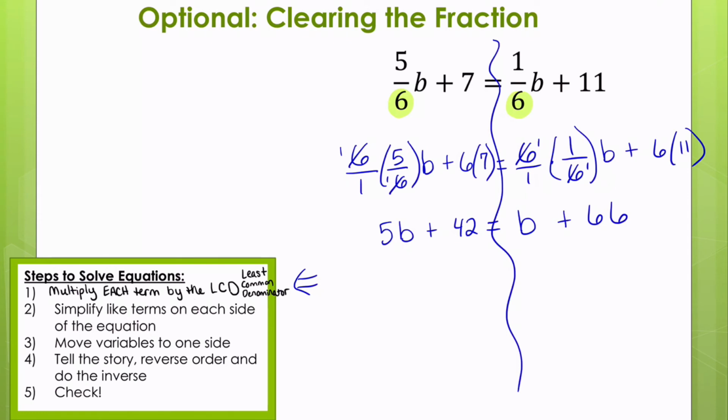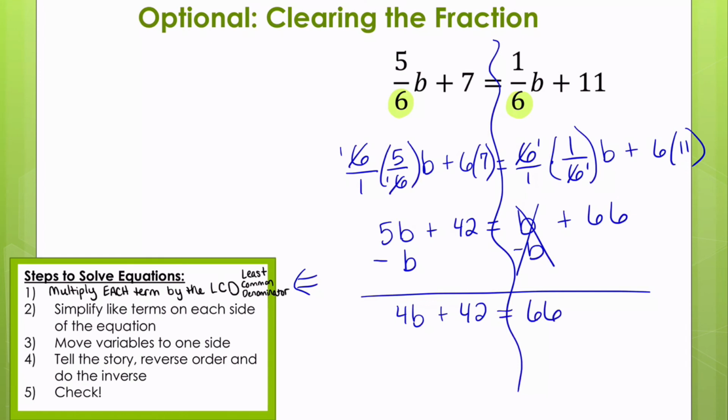plus 66. Again, I'm going to try to keep my coefficients positive, so I'm going to subtract 1b, or subtract b, from both sides. I get 4b plus 42 equals 66. At this point, if you need to write that story and reverse it, please feel free. I'm going to go ahead and just keep going. Subtract 42, which is going to give me 0 on the left and 24 on the right. I get 4b equals 24.